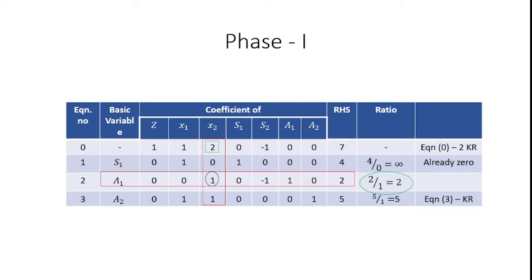The table generally has equation number, basic variable, coefficient of variables that are available with the constraint equation and objective function equation, and then RHS and ratio. These are all the things that are available in the developed table. Here, equation number: how many equations are we having? 3 equations as constraint equations and one objective function. So we have 4 equations to solve the problem. The 0 is the objective function equation, and 1, 2, 3 are the constraint equations available with the problem.